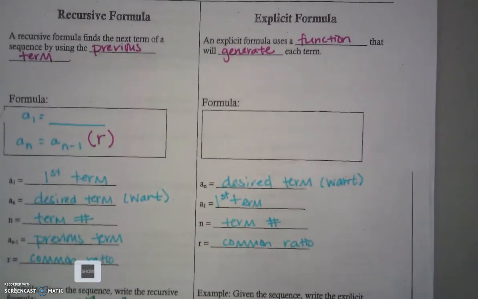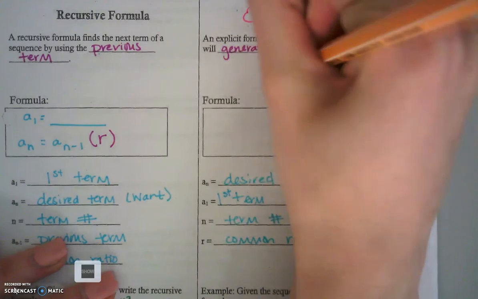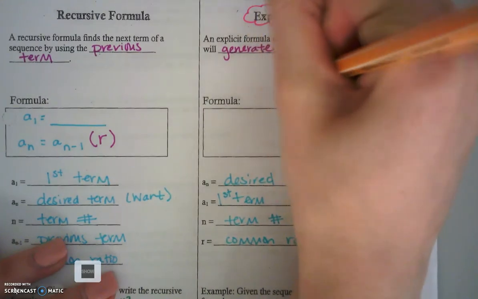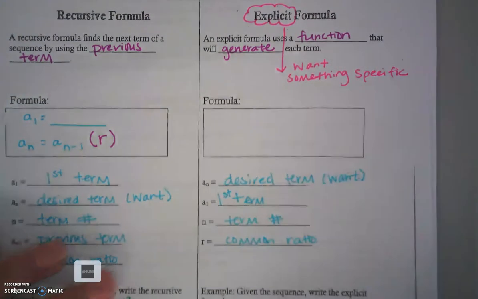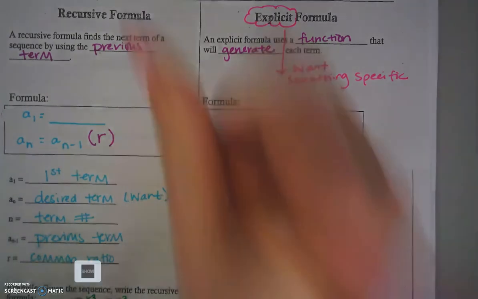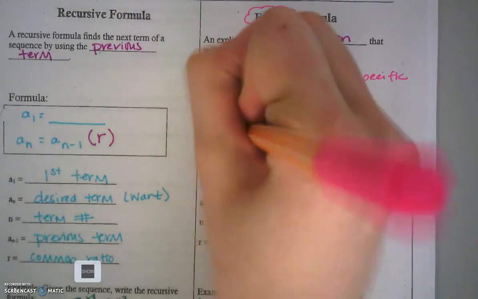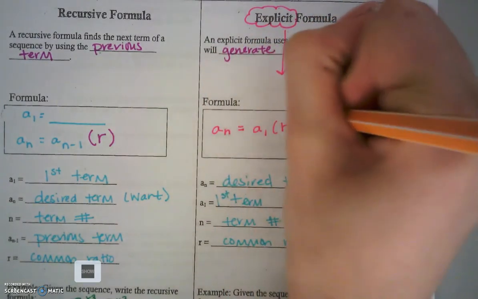Now the second type of formula is the explicit formula. When we talked about arithmetic sequences, I told you to think of explicit when you want something specific. When I'm looking for a specific term, I want to use this explicit function. This explicit function is a sub n is equal to your first term times r raised to the n minus 1.